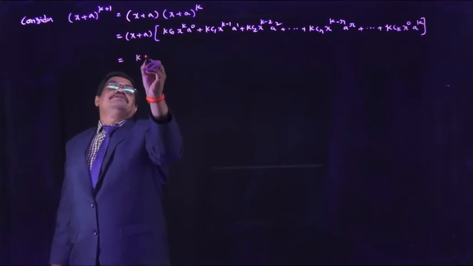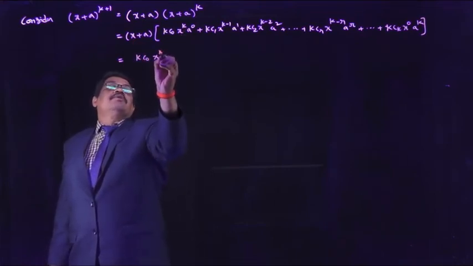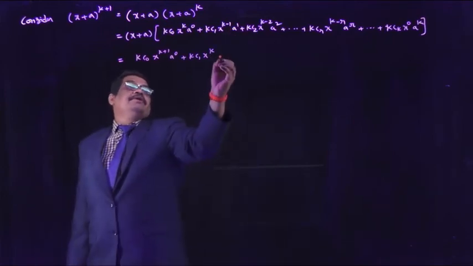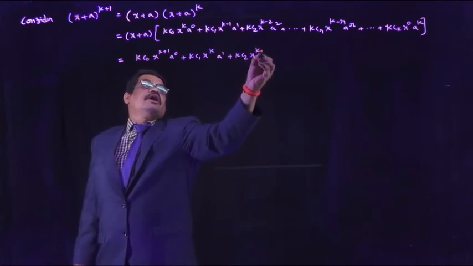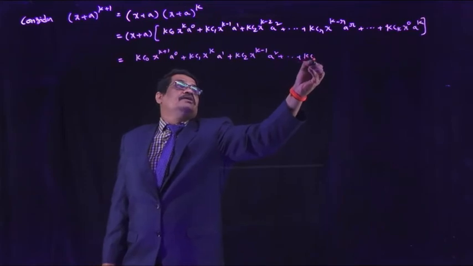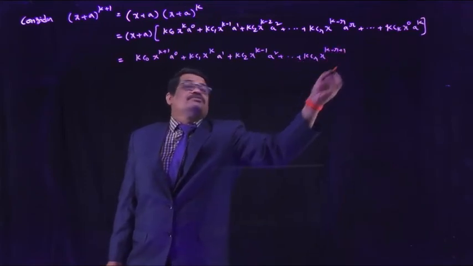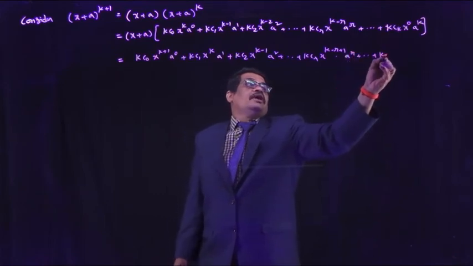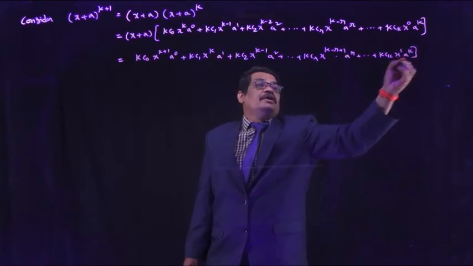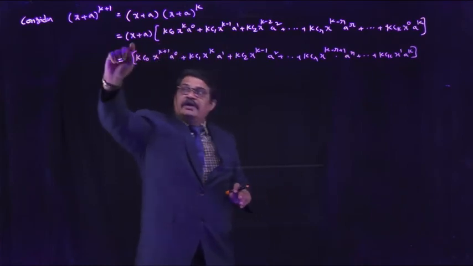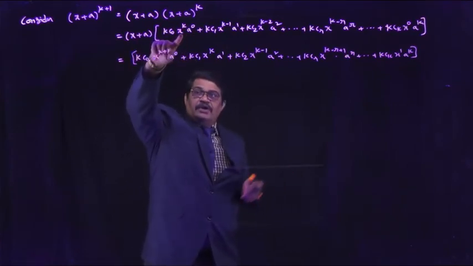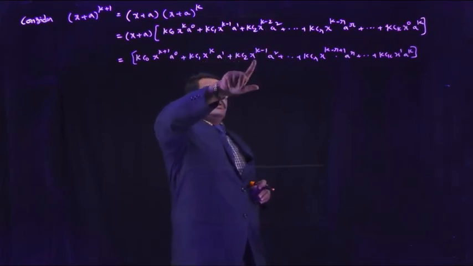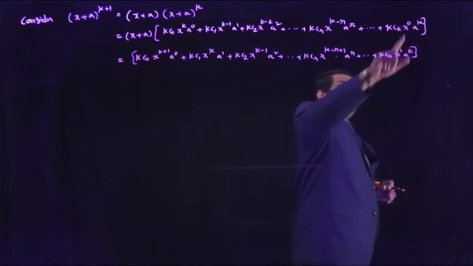Then here kC0, where x into x^k is x^(k+1) a^0, plus kC1 x^(k-1+1), that is x^k, into a^1. Next kC2 x^(k-1) a^2 and so on. kCr x^(k-r+1), we are increasing x powers by 1, into a^r, plus so on, kCk x^1 a^k. Here we are multiplying each term by x, then the power of x is increased by 1. Here x^(k+1). Here x^(k-1+1), that is x^k. Here x^(k-2+1), that is x^(k-1) and so on. Here x^0, we are getting x^1.